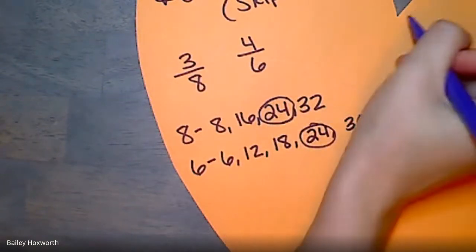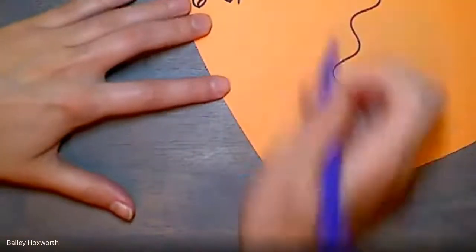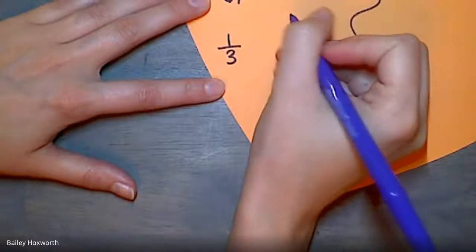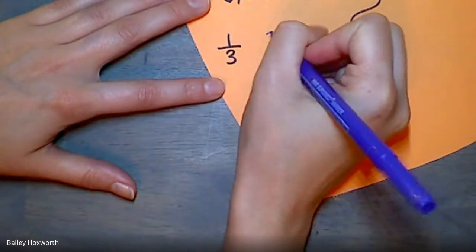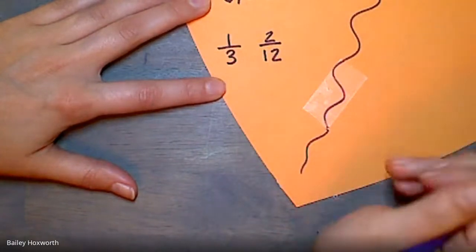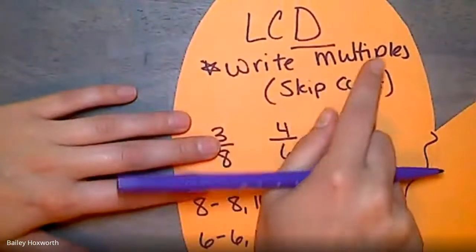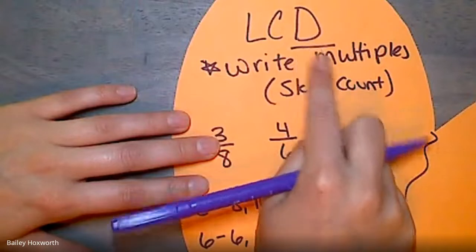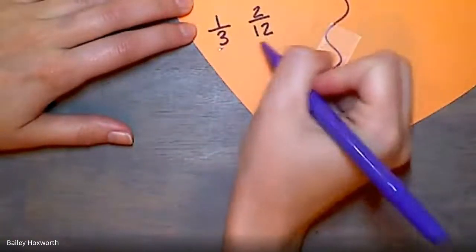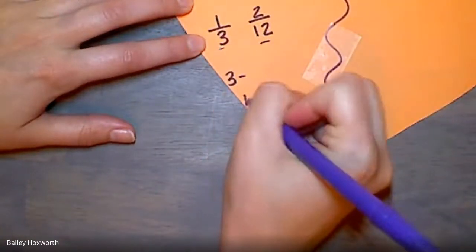All right. Let's try another one. Say I have 1/3 and 2/12. I need to find the least common denominator. I do this by writing my multiples. This is just skip counting. So for my denominators, 3 and 12, I need to skip count.